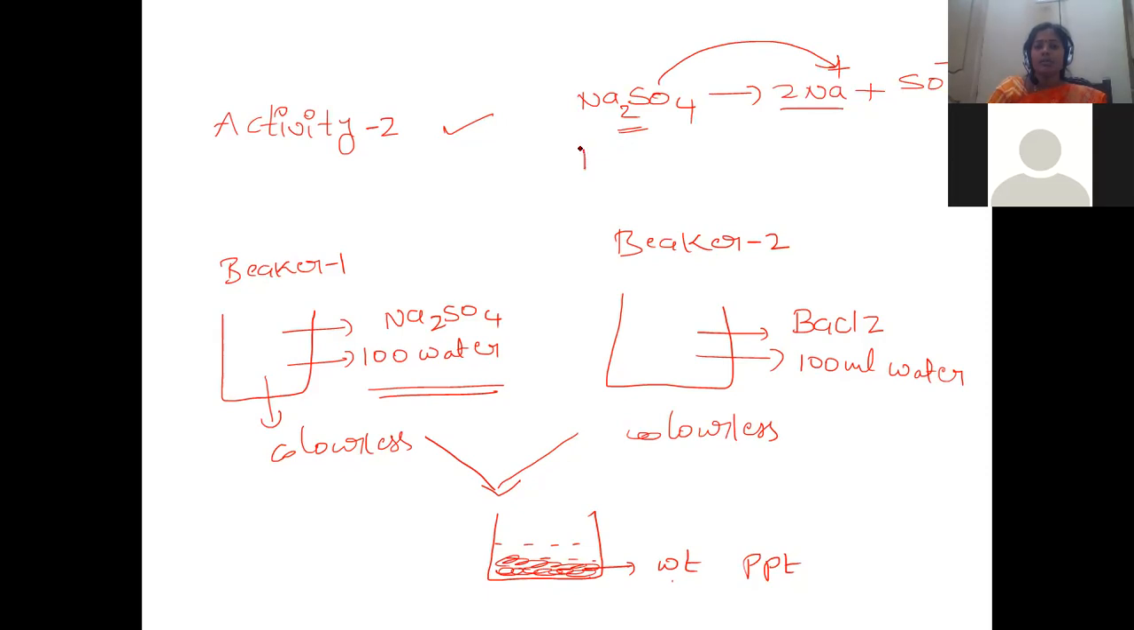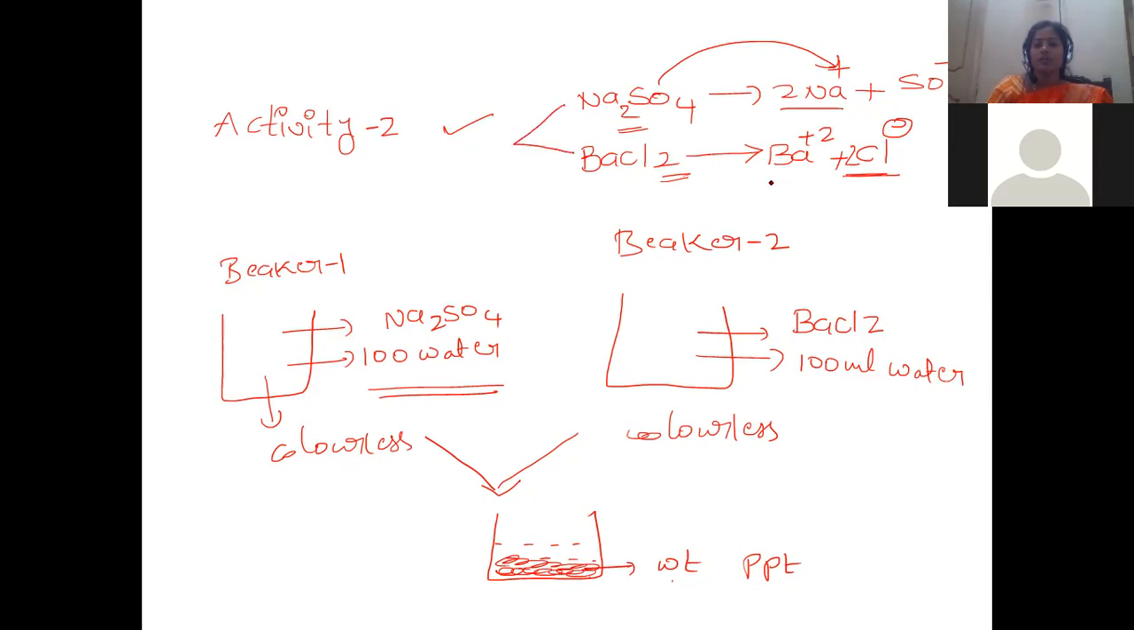And next is about barium chloride. When barium chloride is added to water, barium is converted into Ba2+. Chlorine is converted into Cl-. Everybody knows the valencies of barium and chlorine. Barium is a dipositive ion, with a 2+ charge on it. Chloride is a minus charged ion. How many chlorines are there? 2 chlorines. That's why 2 Cl- will be formed.